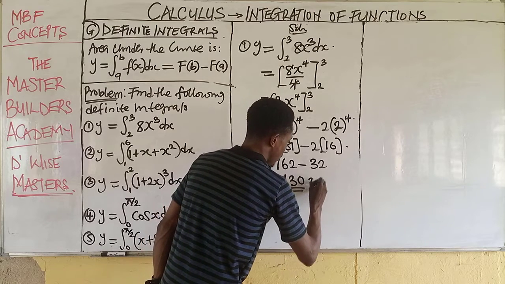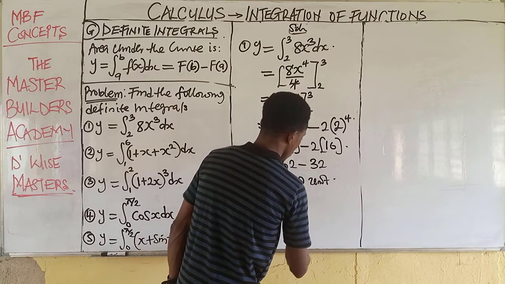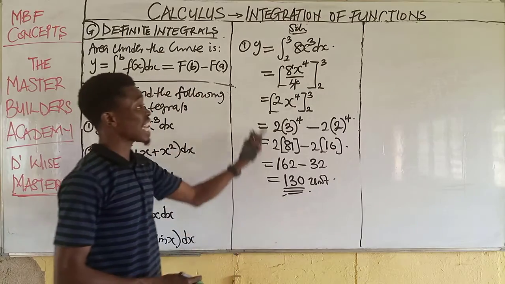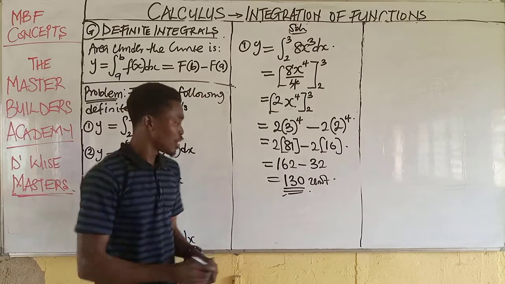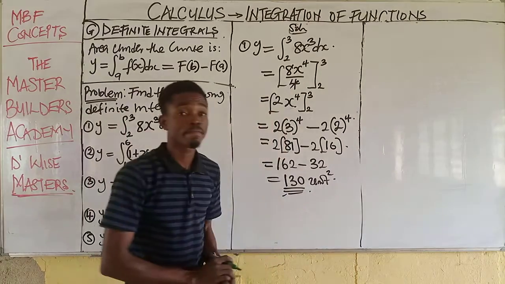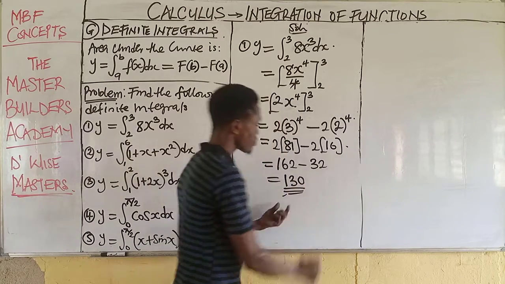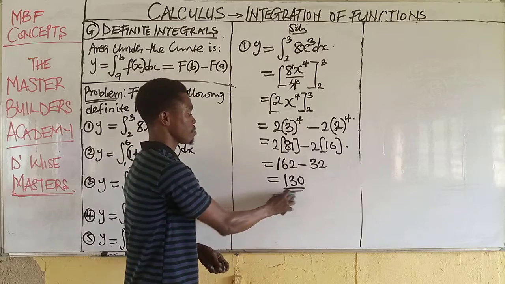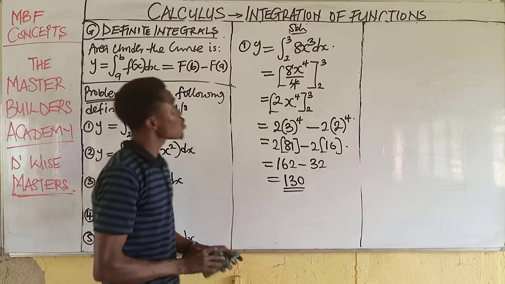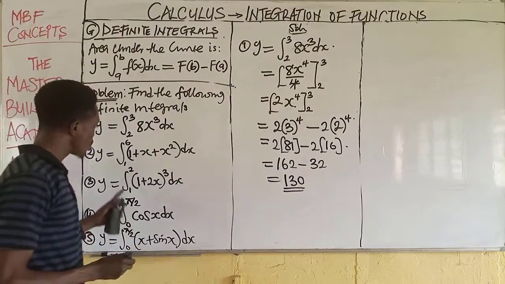This is the answer. If there is a unit, then add the unit. Or if this is an area bounded by a square, you will have unit squared. Alright? So this is the value we have here for this question. This is it. Now let's look at question number 2 very, very quickly.